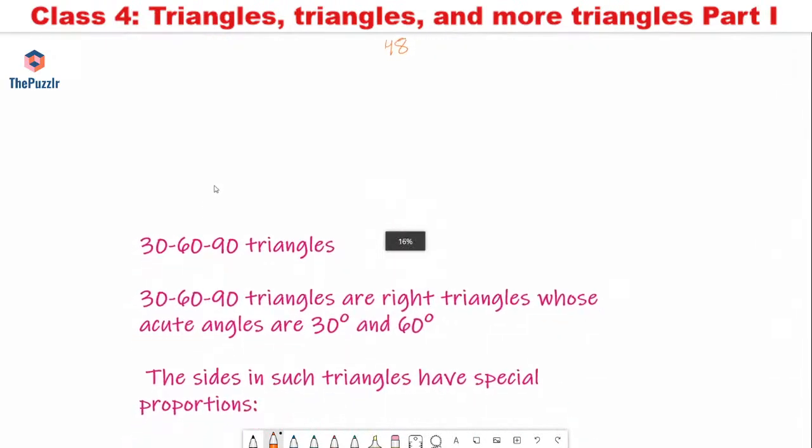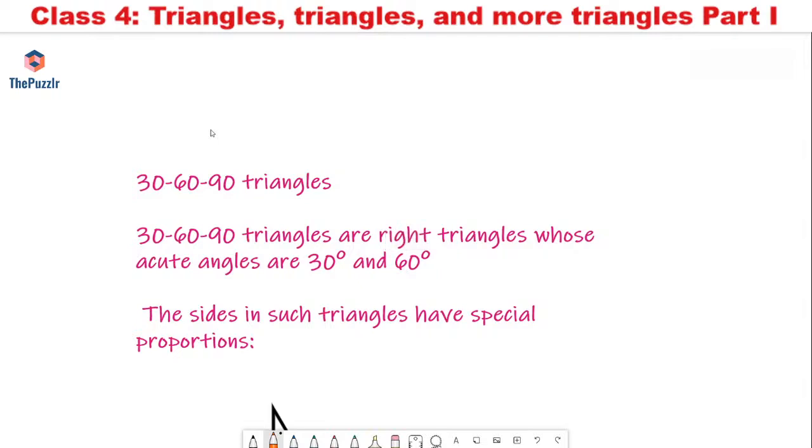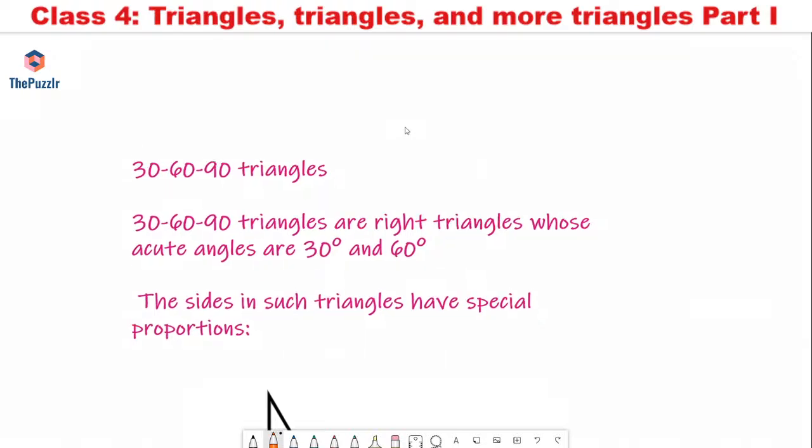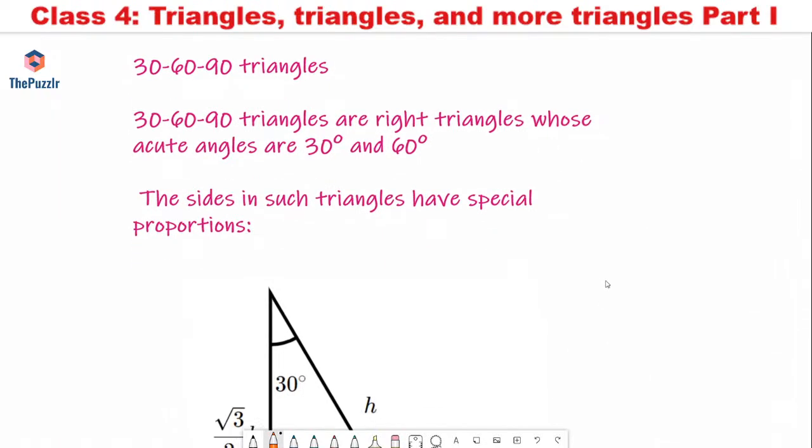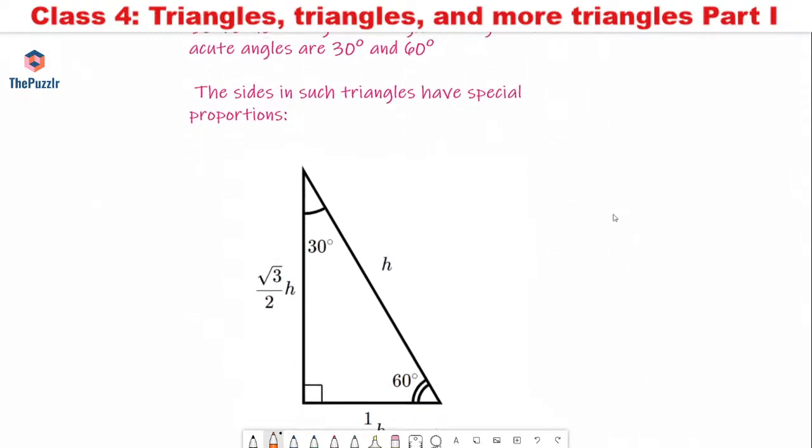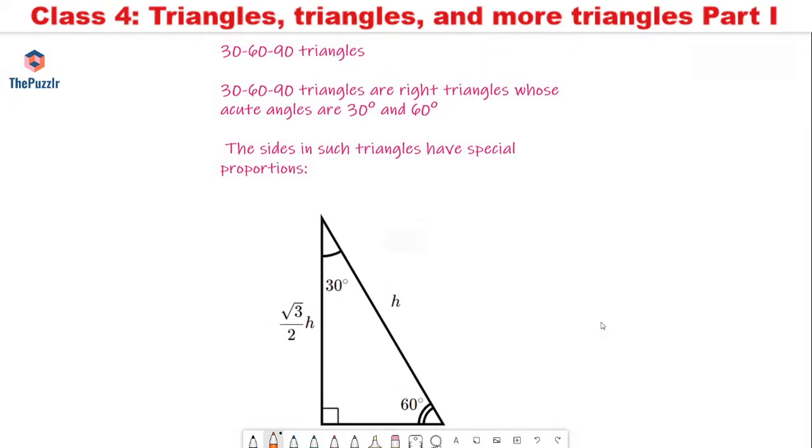Okay, our next topic is 30-60-90 triangles. 30-60-90 triangles are really special triangles. They're one of the very special triangles that we have in the math world. They're right triangles, because we have that 90-degree angle.